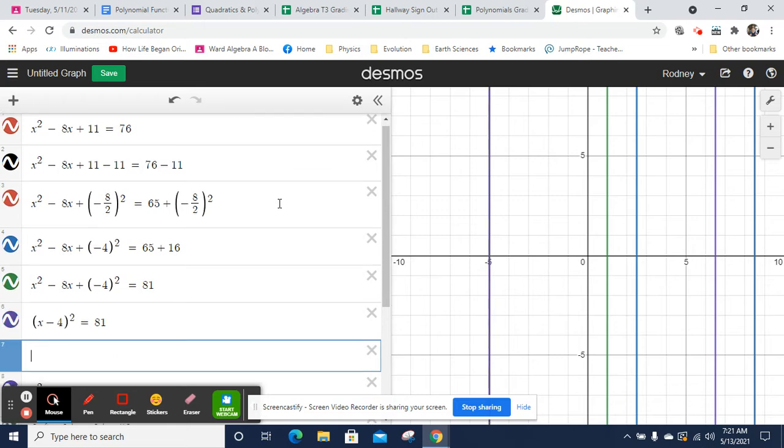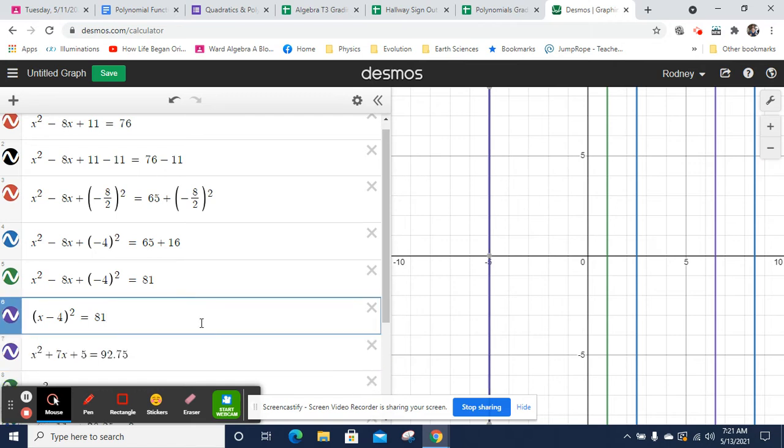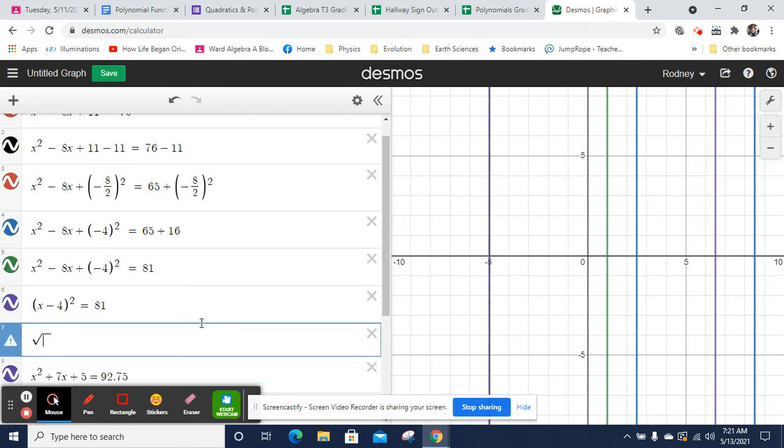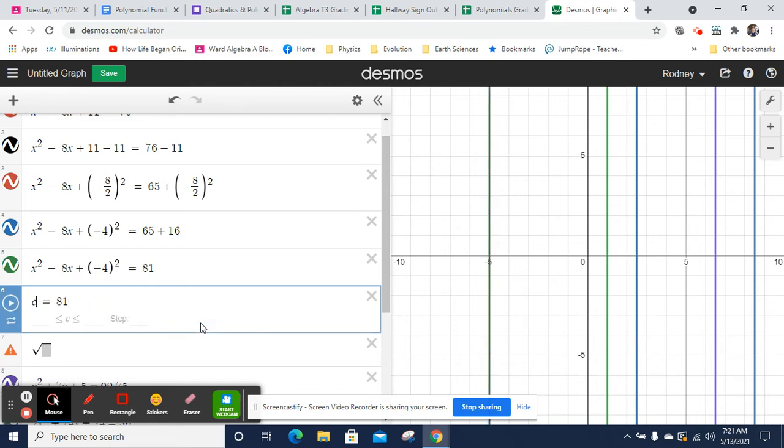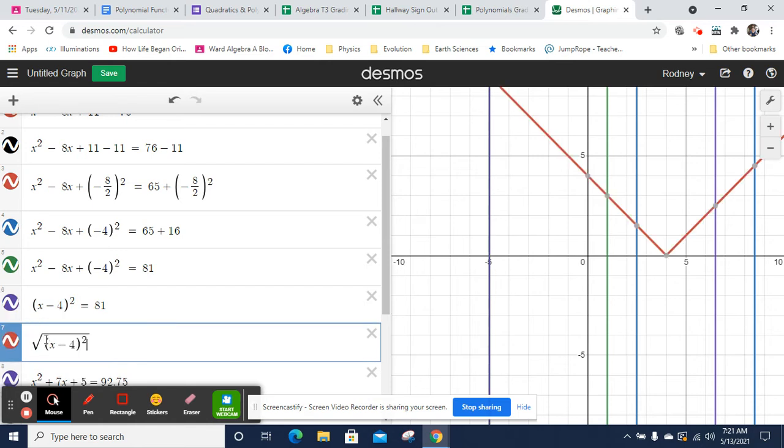Then I'm going to get the square root. Actually, let me undo what I just did. I'm going to get the square root, fill that in, and the square, get the square root. Let's see if I can make this actually happen. The square root of that, and that makes an interesting graph there when I have it all by itself.